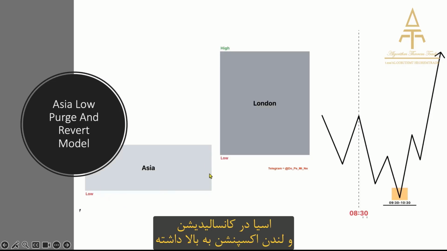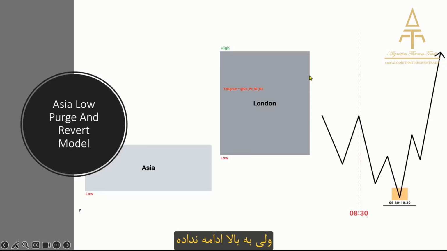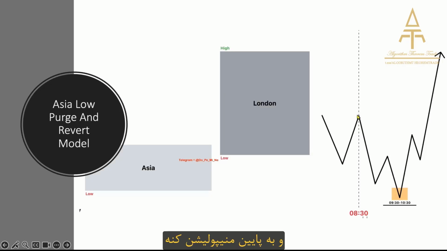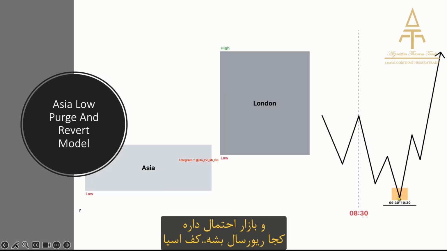Asia was consolidation, London expanded to the upside, but did not continue higher. Instead, the market retraced lower, and from 8:30 we want to see sell side delivery occur. We want to see manipulation to the downside occur. Where could the market potentially reverse?